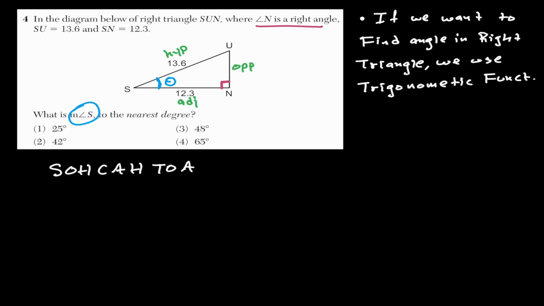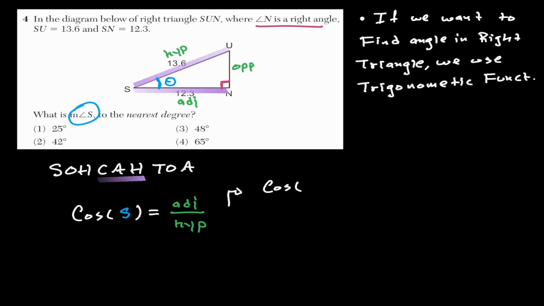SOHCAHTOA. Now when we take a look at our right triangle, notice that we have information about adjacent and hypotenuse. The function that has adjacent and hypotenuse is cosine. So now let's set this up. We are saying that if we take the cosine of our angle S, that is equivalent to adjacent over our hypotenuse. Well, now let's actually plug in the information.